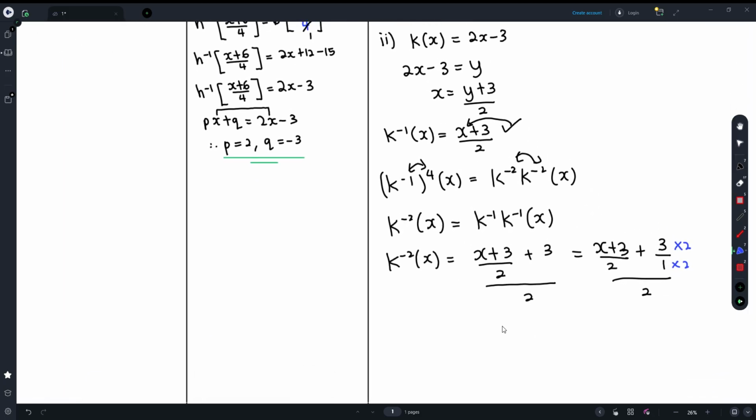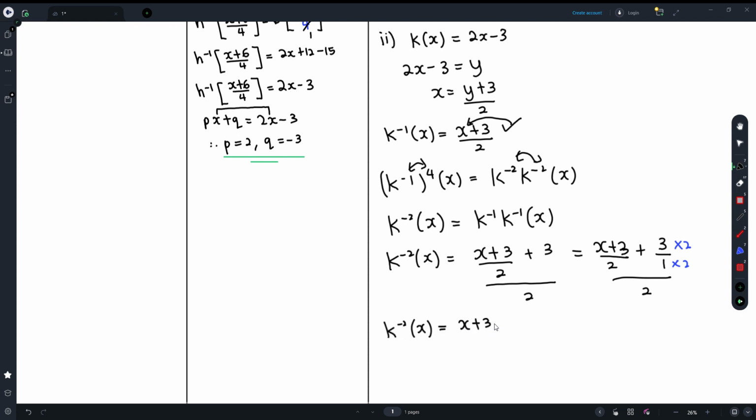So I'll end up getting k negative 2x is equivalent to x plus 3 plus 6. 6 is because 3 times 2, and then over 2 and over 2. So that will give me x plus 9 over 4. Why did I get 4? Because the 2 will go here and 2 times 2 will become 4, and 3 plus 6 here will become 9. Okay, so this is my k negative 2x.